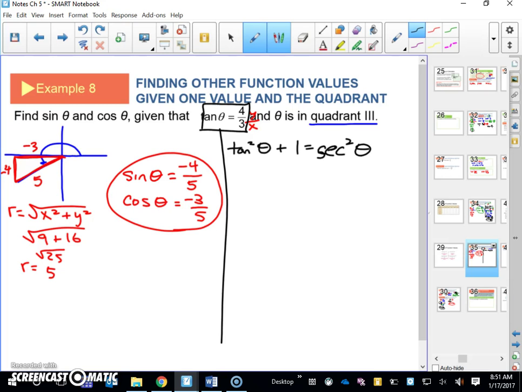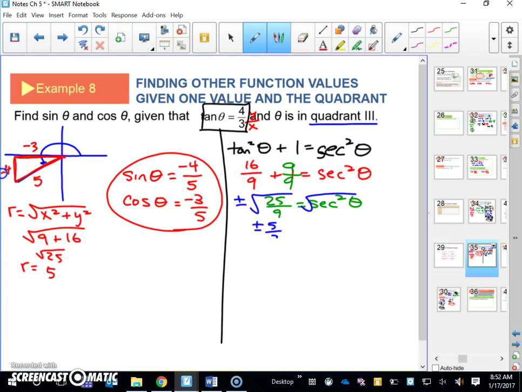Tangent squared theta plus 1 equals secant squared theta. Okay? So if I'm plugging that in, I'd have to square the tangent. You get 16/9 plus 1 equals secant squared theta. Adding fractions, I would need a common denominator, so change that 1 into 9/9 and add together, you get 25/9 equals secant squared theta. If I'm going to isolate, I'm going to have to get rid of the squared, so we'll take the square root, actually the plus or minus root. So plus or minus 5/3 equals secant theta.